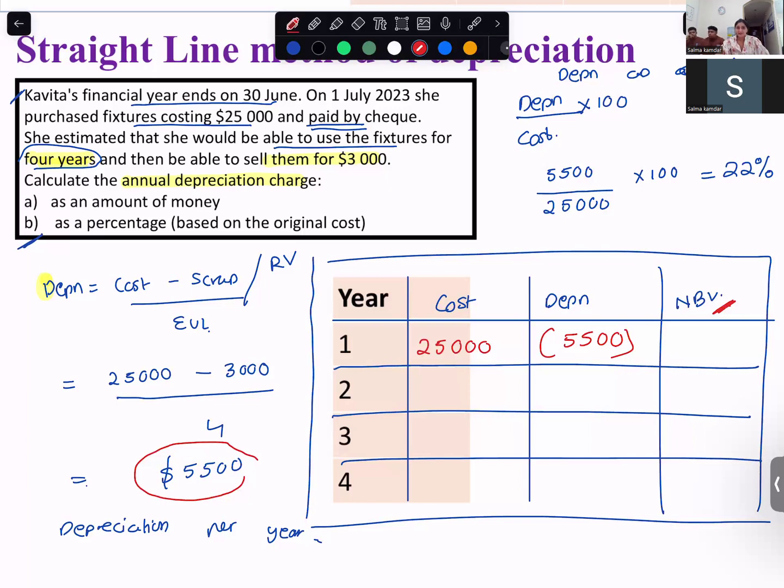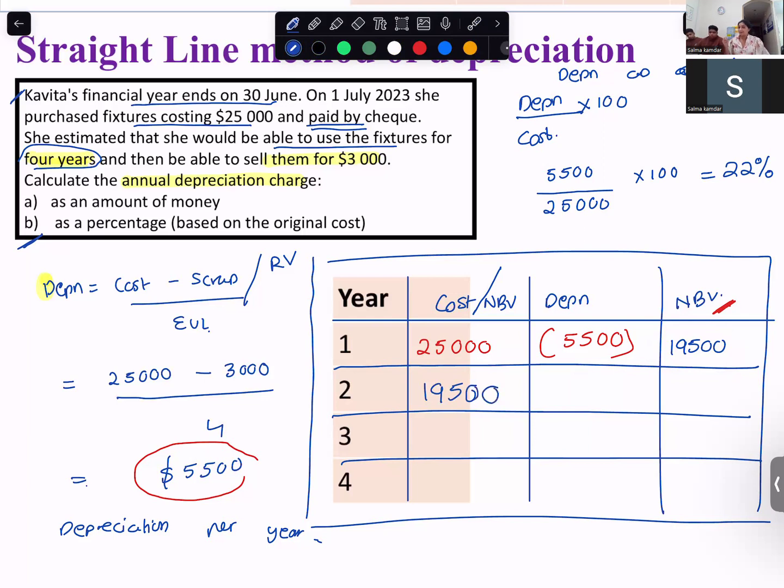25,000 minus 5,500 is how much? 19,500. In year two, my asset account starts with the net book value because I've already reduced depreciation. So in year two, my asset account will start with 19,500.